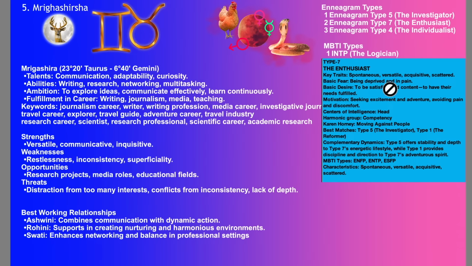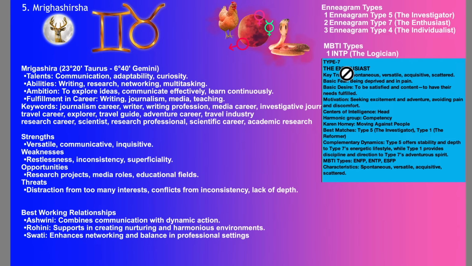Basic fear, being deprived and in pain. Basic desire is to be satisfied and content, to have their needs fulfilled. They seek excitement and adventure. There you go. We got the keyword right there. Adventure here for type 7 enthusiast Enneagram with Mrigashira in D1 ascendant, D1 10th house lord being in, or D10 ascendant and D10 ascendant 10th lord being in.